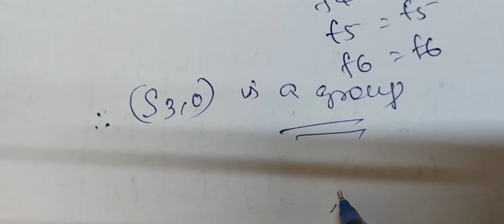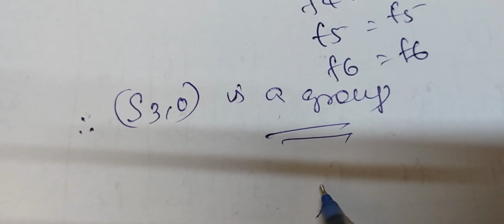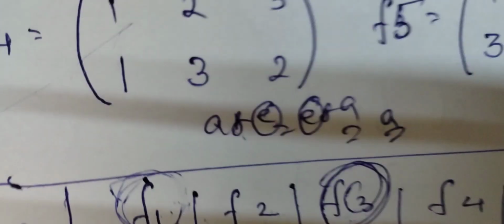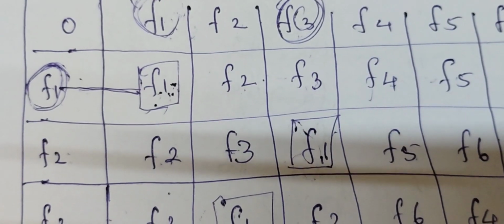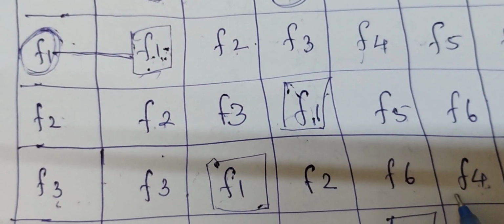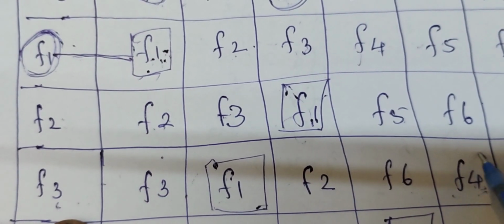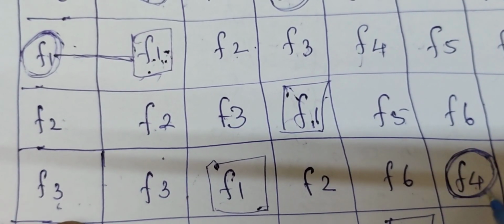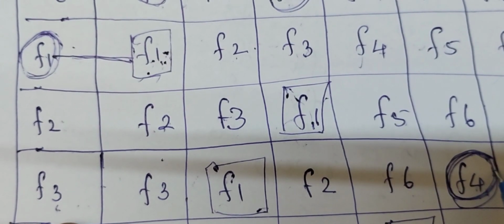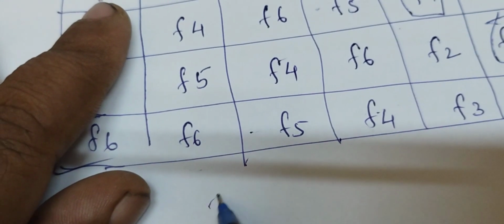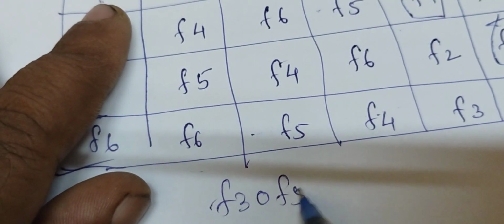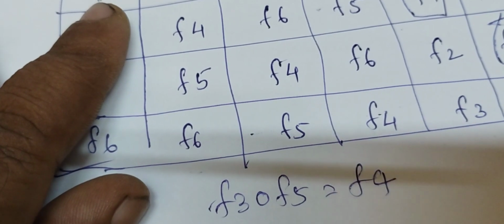Now to check whether it is abelian or not. For that also we can use this table. You take F3, F5. F3 row, fifth column. F3, F5 is equal to F4. So F3 composition F5 is equal to F4.